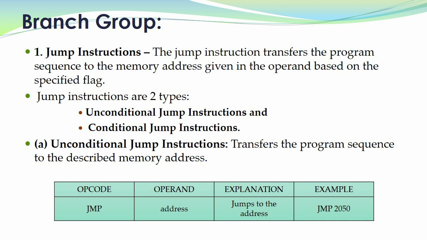Unconditional jump instruction transfers the program sequence to the specified memory address. The opcode is JMP, the operand is a 16-bit address. The jump instruction is a 3-byte instruction. The second and third bytes specify the 16-bit memory address. The second byte specifies the low order and the third byte specifies the high order memory address.